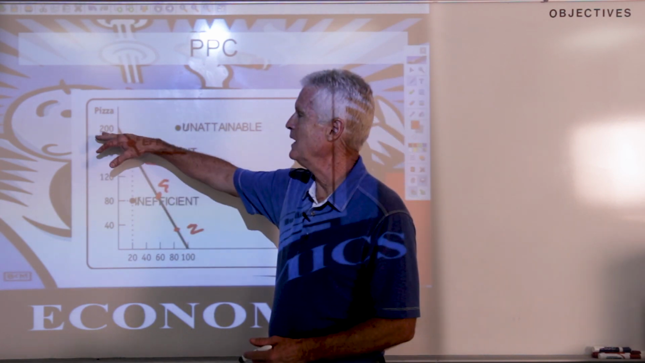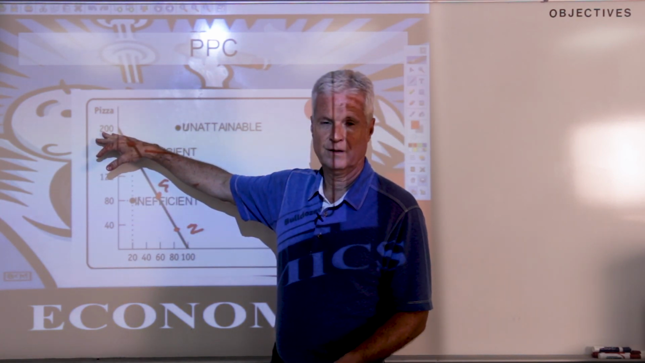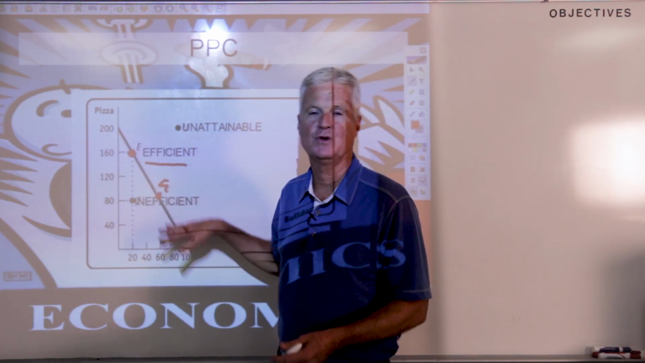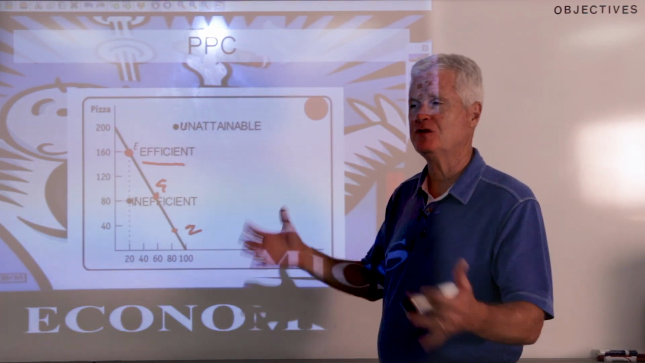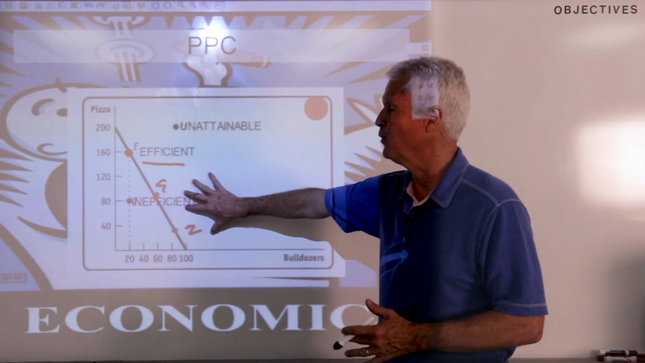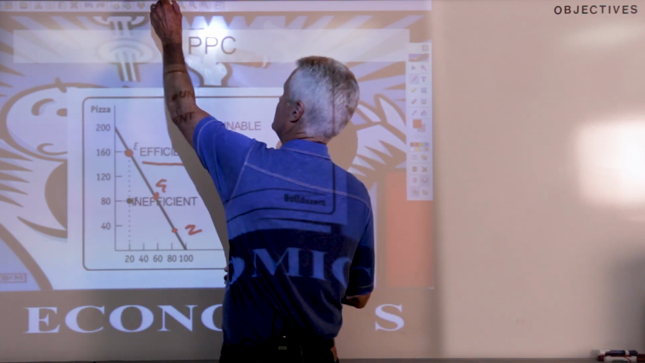And if you're struggling with 2 pizzas and 1 bulldozer, that doesn't make any sense, well, think of this maybe as 2,000 pizzas to 1 bulldozer. It's just a way to illustrate it. Don't worry too much about the exact numbers.